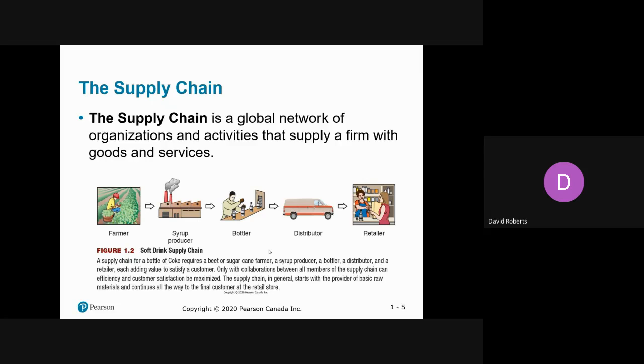Then once the bottles are created, they need to be shipped to where the customer is. So they are shipped via various means. In this case, you can see they're sent by truck, and it goes to the retailer, and the consumer goes into the retailer and purchases the product off the shelves. So you have from raw materials to a finished good.